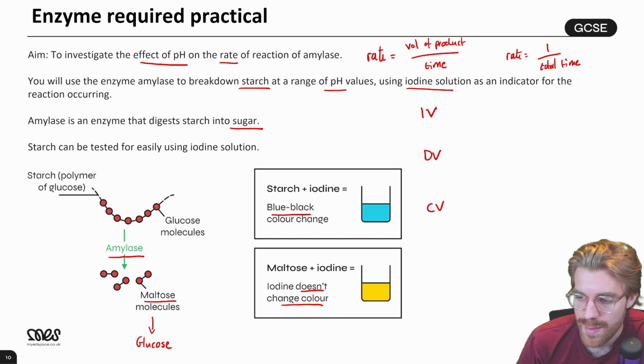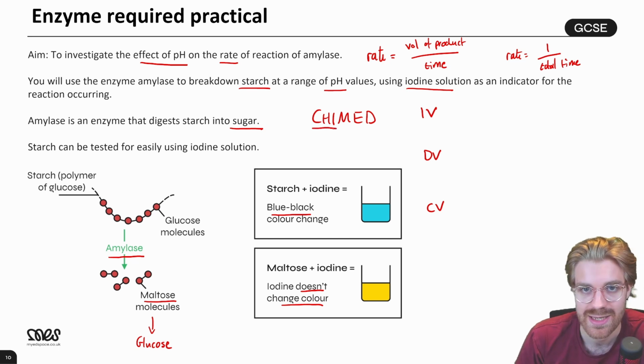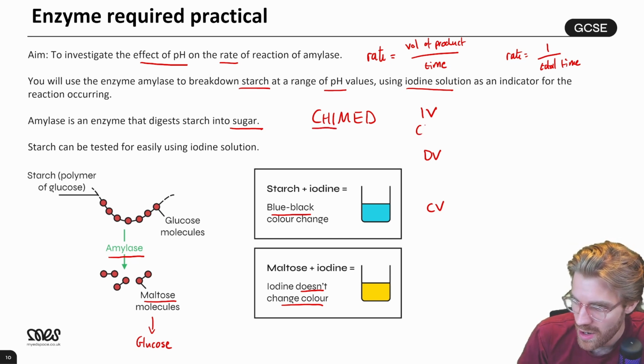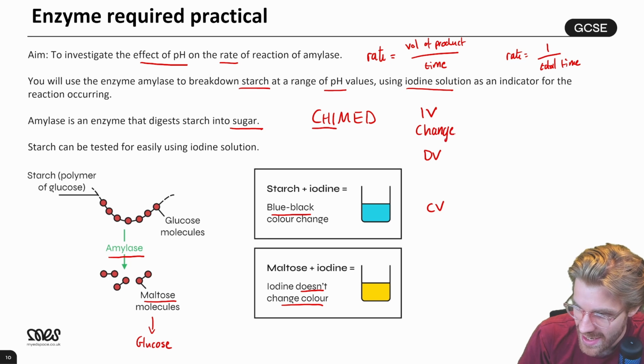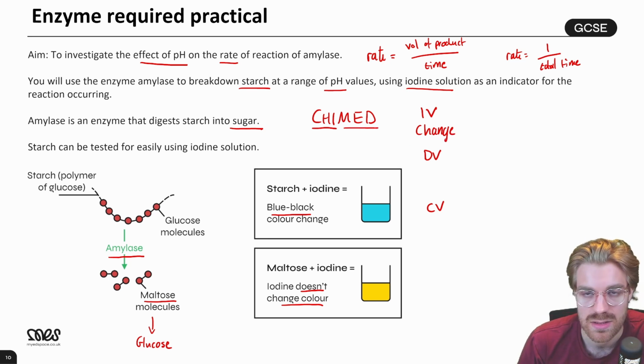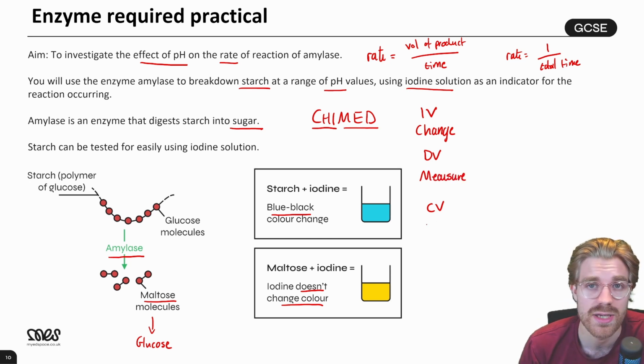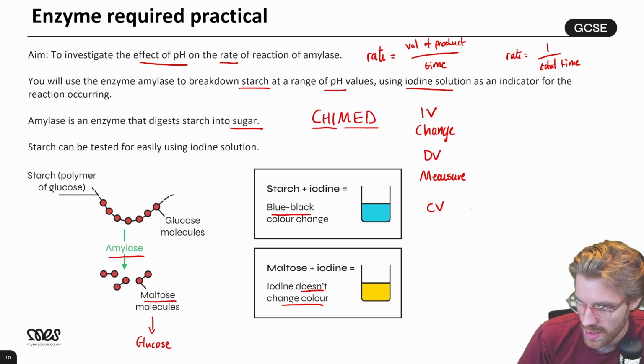Now, the way that I remember these is with the acronym CHIMED. And CHIMED stands for change independent. So the independent variable is what I change in the experiment. Measure dependent. So the dependent variable is what I measure in the experiment. And then the control variable is what we control. It's what we keep the same.